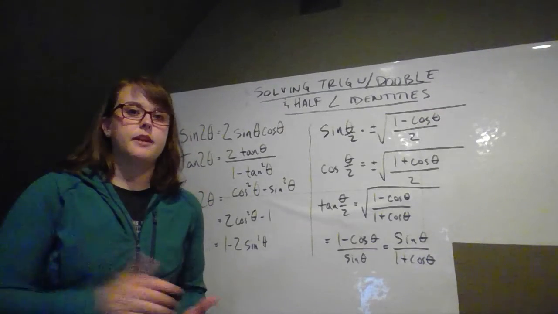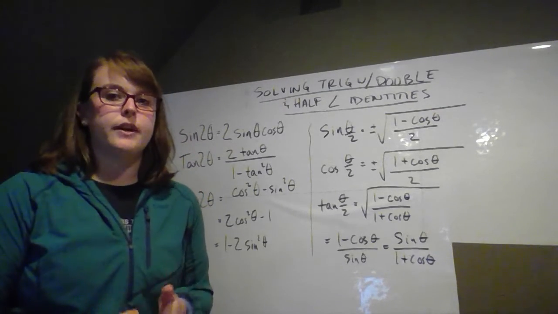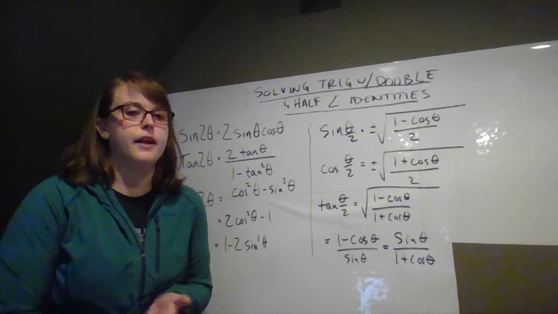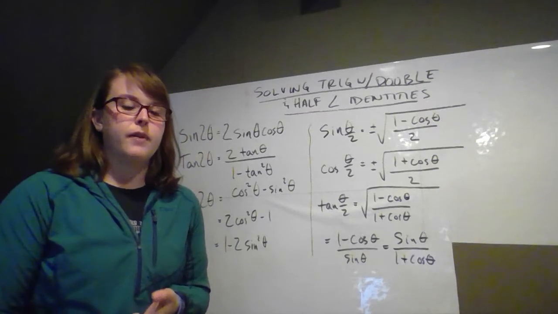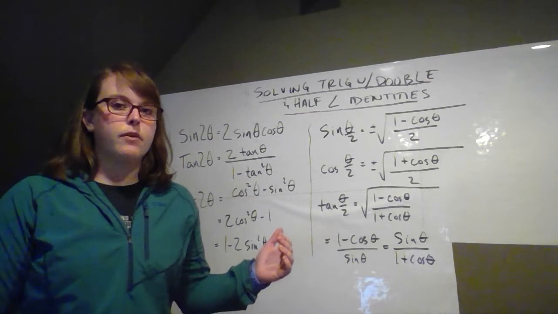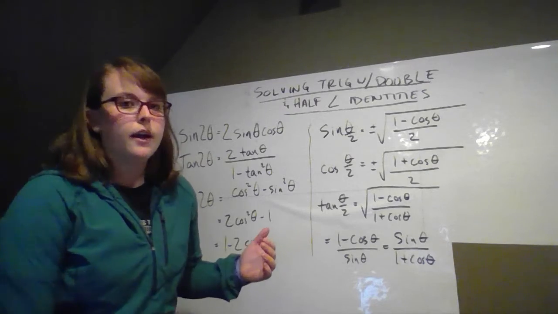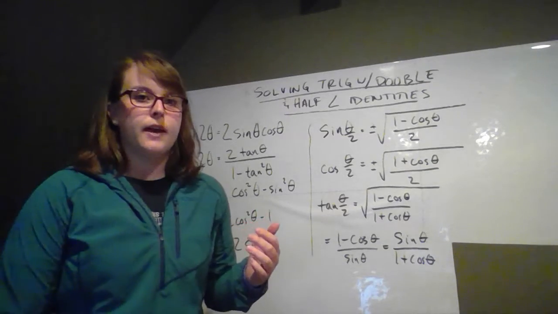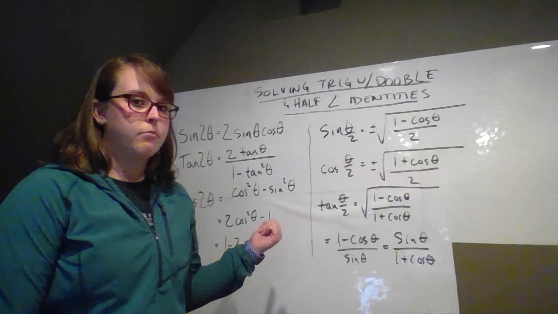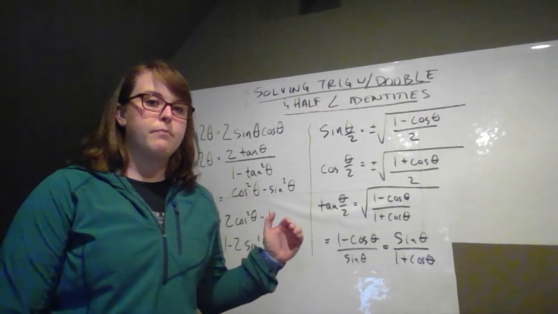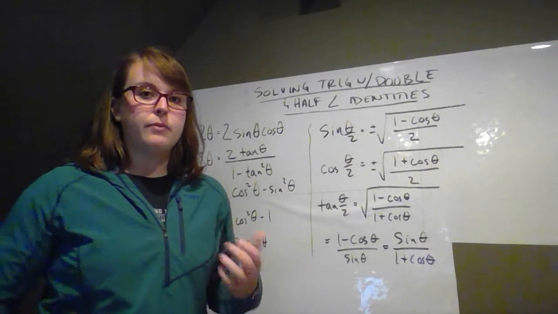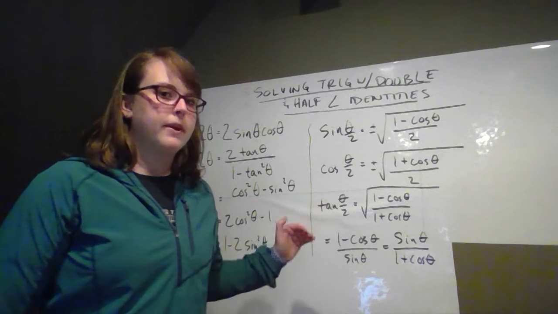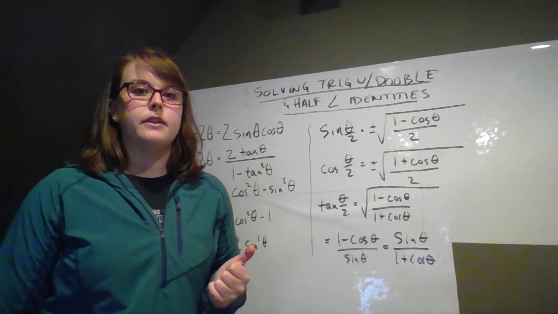Hey pre-calc students, today we're going to look at solving trig equations with double and half angle identities. So I know before we left for the break we wrote down most of these identities. If you did not get a chance to do that, they are in your textbook. They're also on the board here, and I'm going to go through them pretty briefly because what we really want to be able to do is not so much memorize these as know how and when to use them.